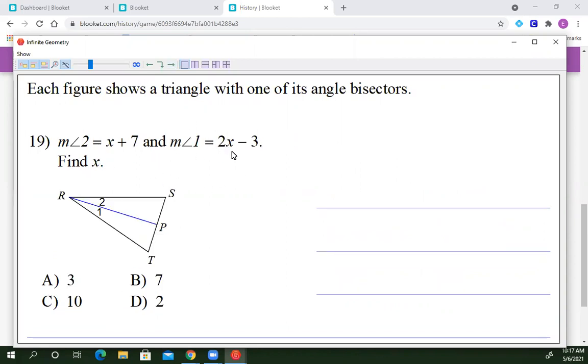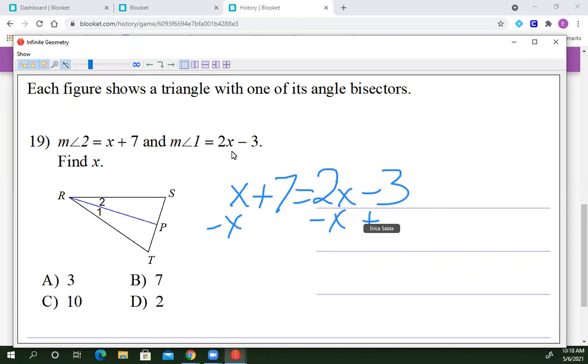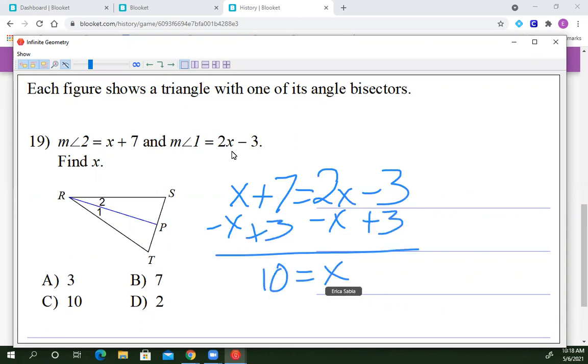So here's another one. They give me 1 and 2. When they just give you 1 and 2, life's easy because you just set them equal to each other. X plus 7 equals 2x minus 3. And now I just get to solve nice and easy. I got 10. So there's your answer, C.